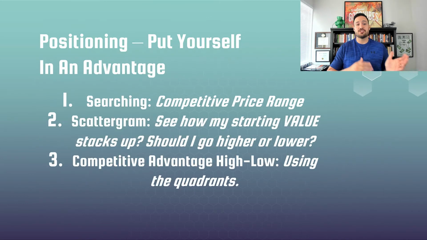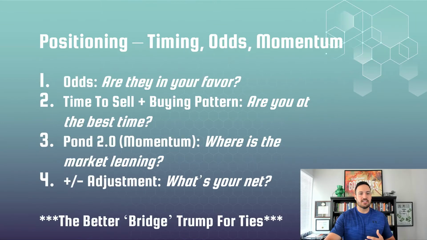After that, we're going to search with a competitive price range. We're going to start with our starting value, and we're going to start seeing how we stack up. Should I go a little higher? Should I go a little lower? Where do I still have a competitive advantage? And we're going to show you this using quadrants to really show the understanding of where you have an advantage, where you have a disadvantage, and where you kind of tie. And then we're going to bring in those market timing and conditions to really hone in on where we need to be in this competitive advantage window to be in the best spot for your sellers. And if we ever have a tie, we're going to go over the concept of bridges.